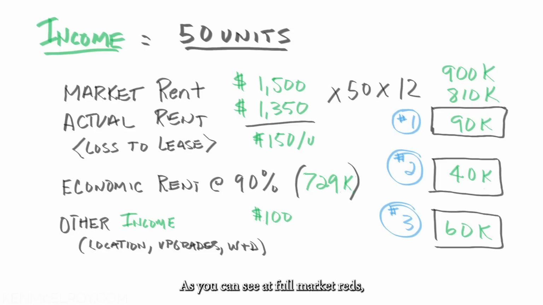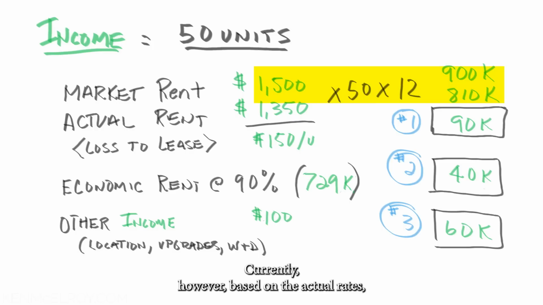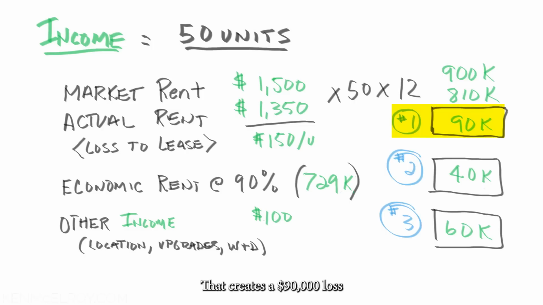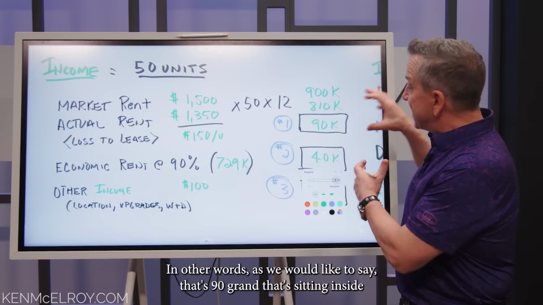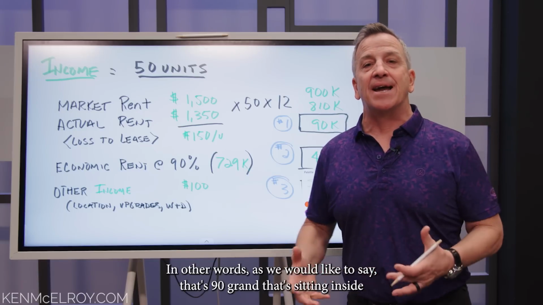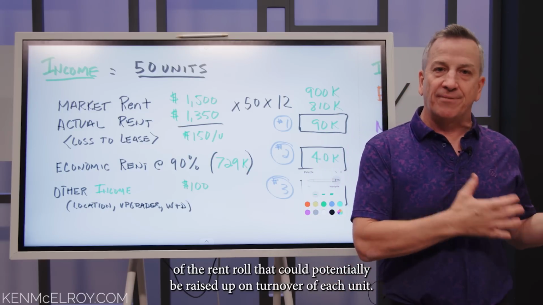As you can see, at full market rents, this property generates about $900,000 a year. Currently, however, based on the actual rents, it's somewhere around $810,000. That creates a $90,000 loss to lease opportunity for the new buyer. In other words, as we would like to say, that's 90 grand sitting inside of the rent roll that could potentially be raised upon turnover of each unit.